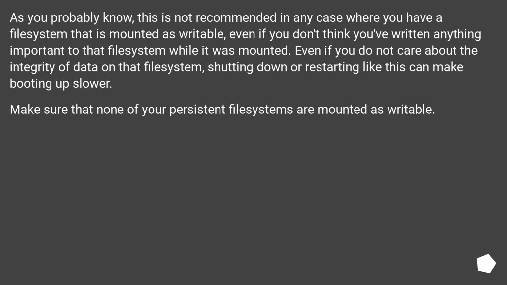As you probably know, this is not recommended in any case where you have a file system that is mounted as writable, even if you don't think you've written anything important to that file system while it was mounted. Even if you do not care about the integrity of data on that file system, shutting down or restarting like this can make booting up slower. Make sure that none of your persistent file systems are mounted as writable.